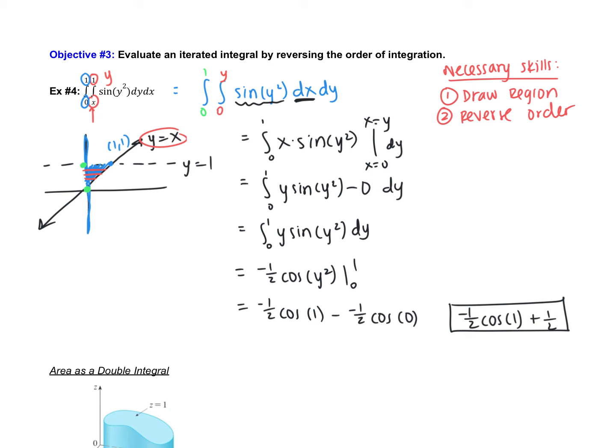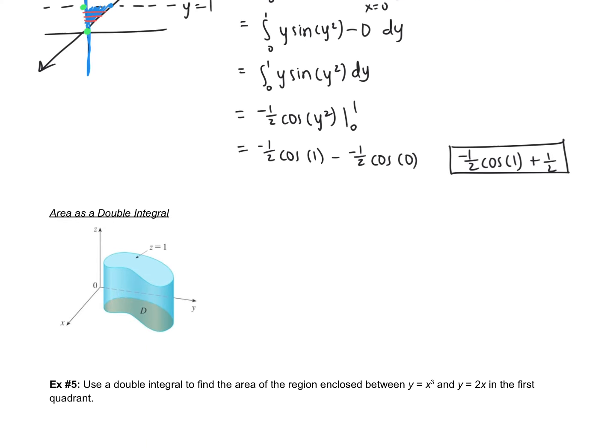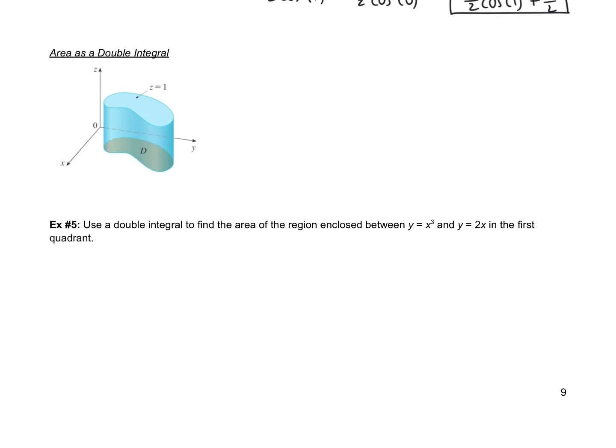So we have one last thing to talk about, and that is area. We can actually use a double integral to calculate area. So let's take a look at this figure that we have. We have this figure here where the plane is z equals 1, and we have some region D, and we're looking for the volume underneath that plane z equals 1 and above our region D. So then if we are looking for volume, in this case, it's going to be the area of that region D times the height of our figure, which is 1. So in this case, our volume is equal to the area of D.